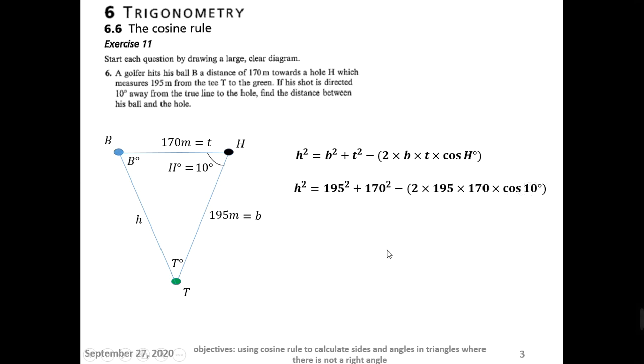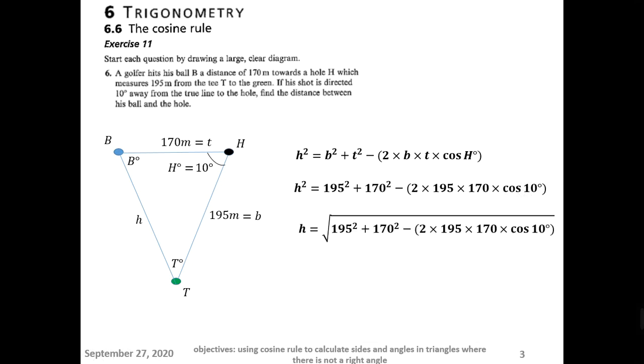This is not ready to be inserted in the calculator yet because we are finding the solution of H, not H squared. So we are going to square root each side of the equation. This brings the equation down to H is equal to square root of 195 squared plus 170 squared minus, in brackets, 2 times 195 times 170 times cosine of 10 degrees. If you insert this in the calculator, H is going to be 40.4 kilometers, and this should be meters, not kilometers, because the sides are given to us in the question in meters. So this is meters. So the answer correct to three significant figures is 40.4 meters.